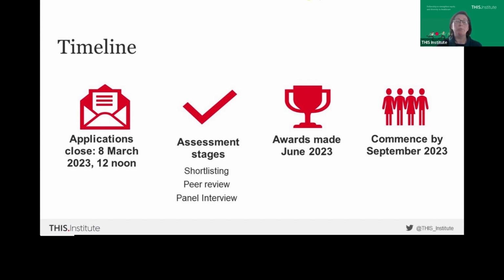And as I said, we hope that ideally you'll commence the fellowship in the summer term and around September, but don't let that put you off. Contact us and let us know if you have to move, if you've got any trouble with the dates, and we'll see what we can work out.